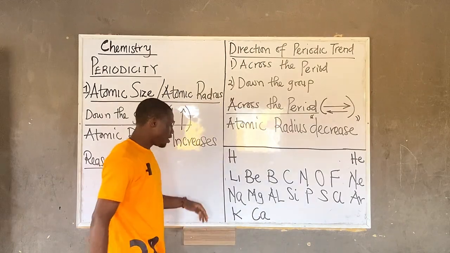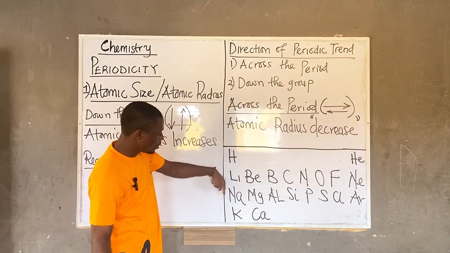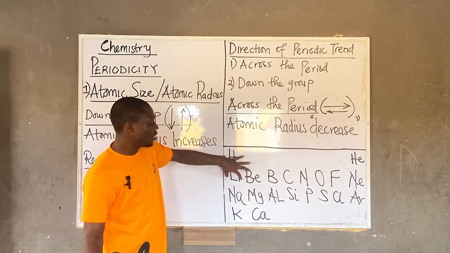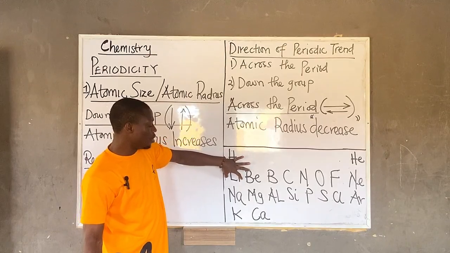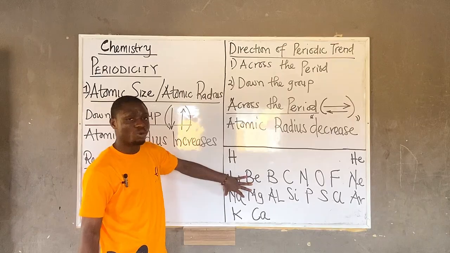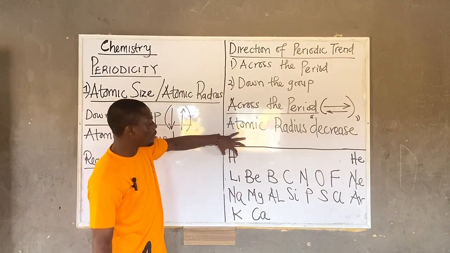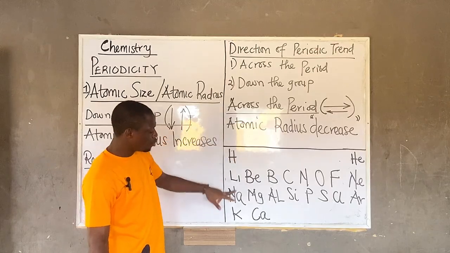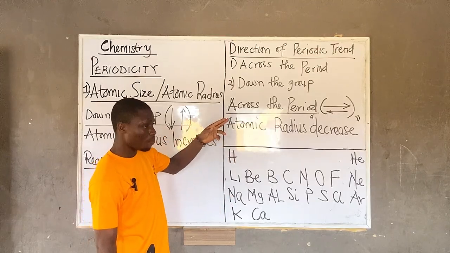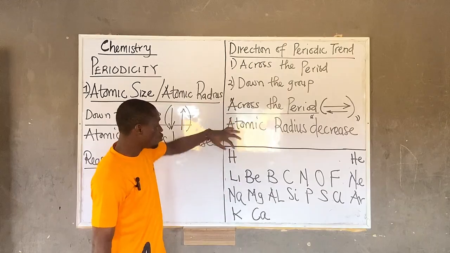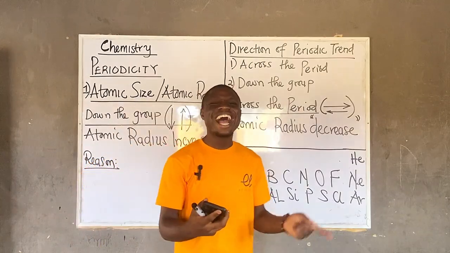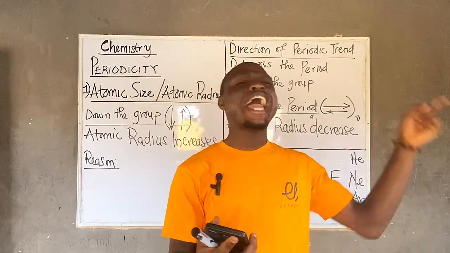Look up this, guys. As I'm moving down the group, if you observe the shell for hydrogen, it will be different from the shell of lithium and sodium and potassium. Hydrogen has one shell, lithium has one shell, sodium has two shells, and this one has three shells. So as I'm moving down the group, the shells keep increasing. That's why I said addition of new electron shell.